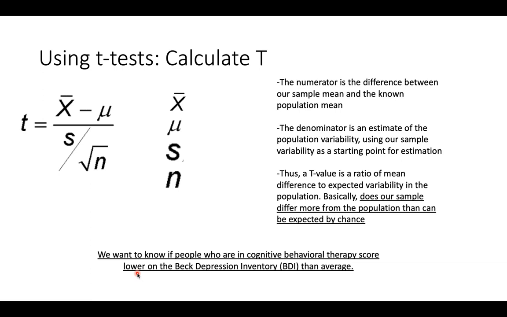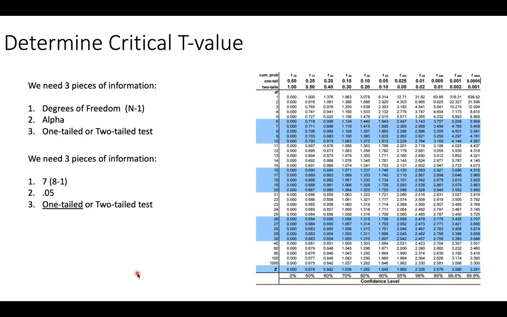Language for a two-tailed test is something like people in cognitive behavioral therapy will score differently or will be not equal to the average BDI. Notice how score differently or be not equal to doesn't have directionality. And so we call those two-tailed tests. We'll review the implications of a one-tailed versus two-tailed test conceptually towards the end of this lecture. But for now, let's use these 3 pieces of information to find our critical t value.